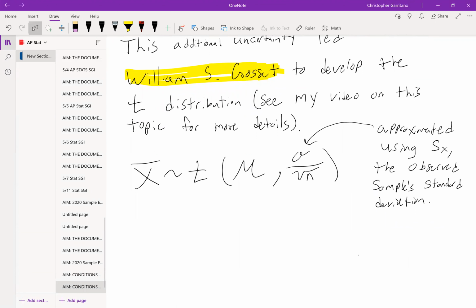So the t-distribution has the same parameters, centered at mu with a spread of sigma over radical n. Of course, in an inference procedure, we don't know our spread. And so what we do is we typically use the sample standard deviation in order to approximate it. So you'll typically find this value as s over radical n, but just please understand that that is an approximation.